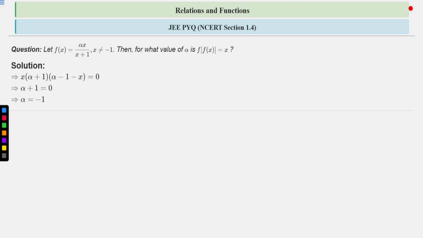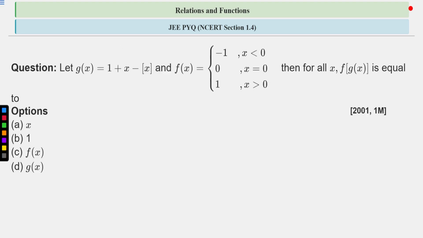Okay, let us move to the next question. This question says, let g(x) is equal to 1 plus x minus greatest integer function of x, and f(x) is equal to minus 1 when x is less than 0, it is equal to 0 when x is equal to 0, and it is equal to 1 when x is greater than 0. Then for all x, f of g(x) is equal to what? The options are x, 1, f(x), and g(x), right?